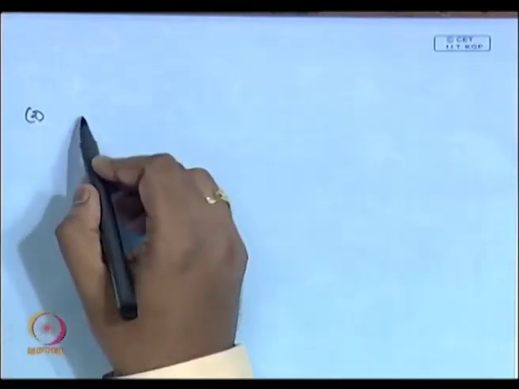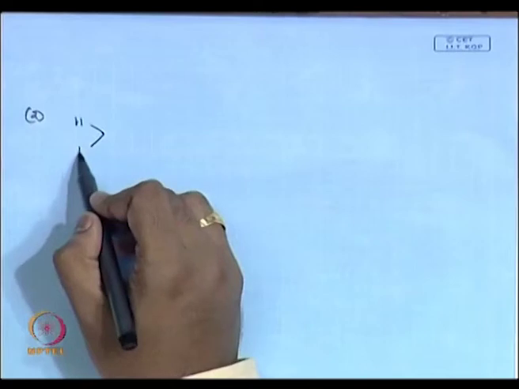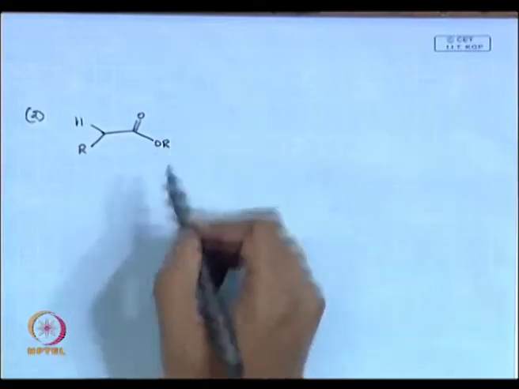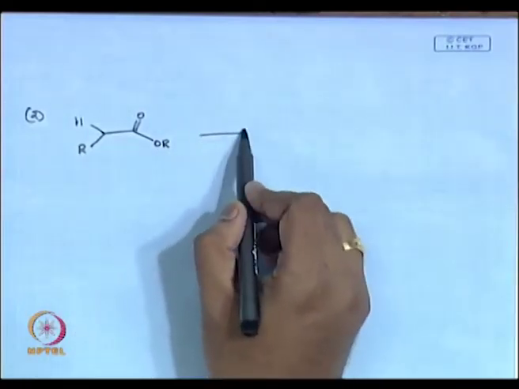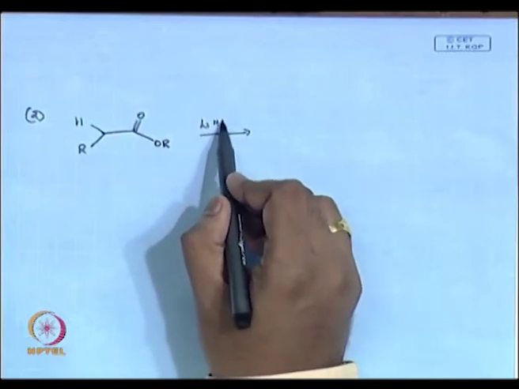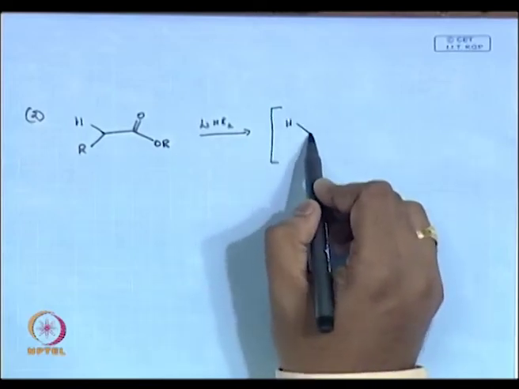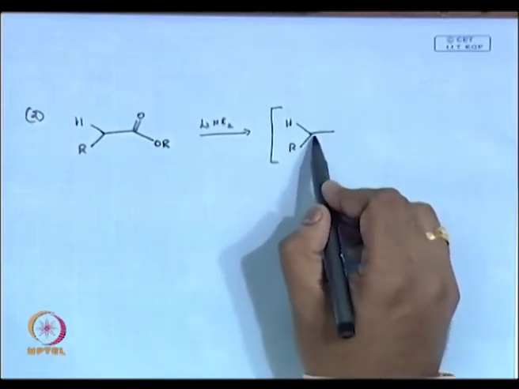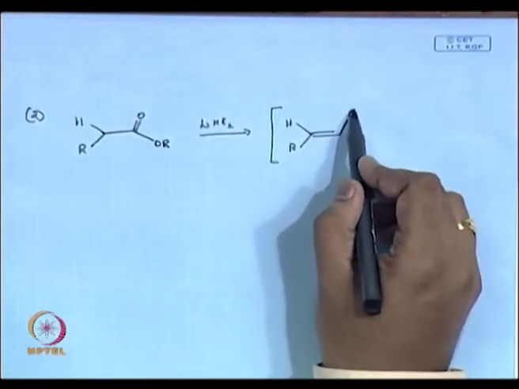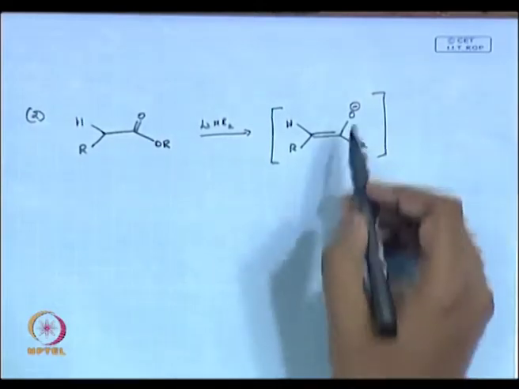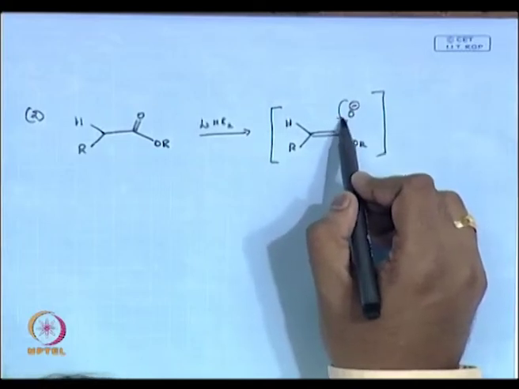Another synthesis of ketene is using your ester. Instead of an acid chloride, if you want to use an ester type of system with OR, the same way you can use your lithium based bases. Then you end up with your enolate type of system, O minus and that OR. This can again push it back to give me a ketene.